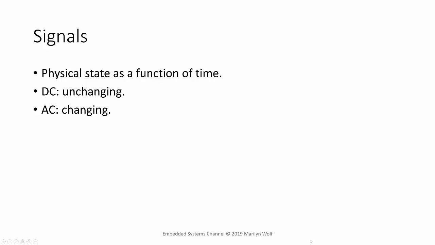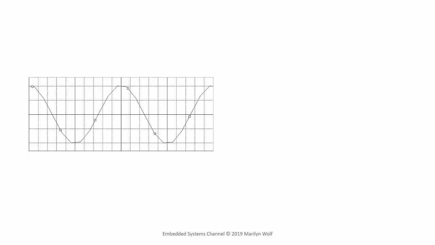Signals can take all sorts of different varieties. For instance, this is a sinusoid signal. We can represent a sinusoid as a function of frequency, phase, and amplitude. By varying those three parameters, we can get many different types of sinusoidal signals.